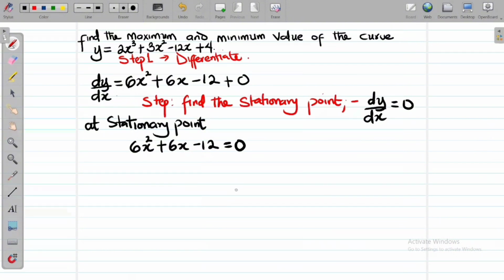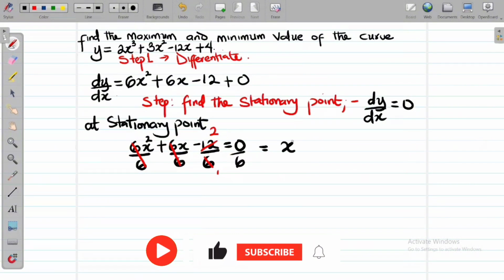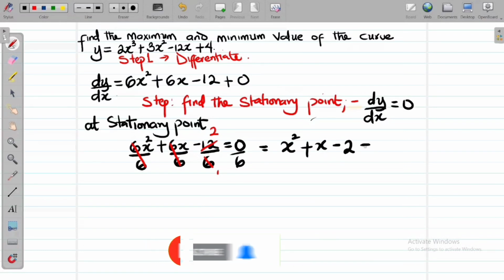So what do we do at this point? After finding the stationary point is to factorize the equation, right? So let's factorize this equation to get the roots of the equation. By factorizing, I'm going to divide both sides by 6, so that I can reduce the equation. 6 will go into 6, 6 will also go into 6, 6 here is 1, and 6 into 12 is 2, and 0 divided by 6 is 0. So the reduced equation becomes x² + x − 2 = 0.